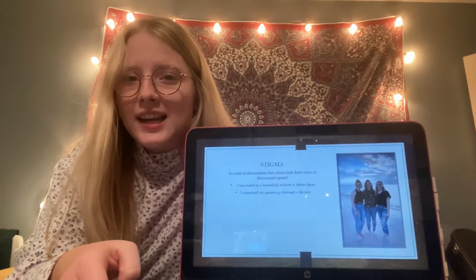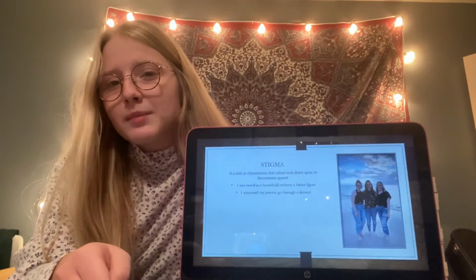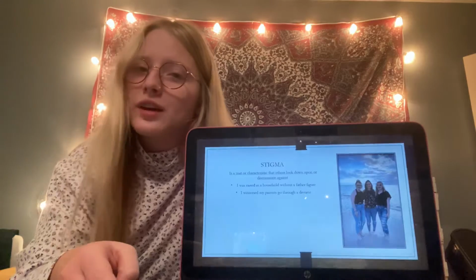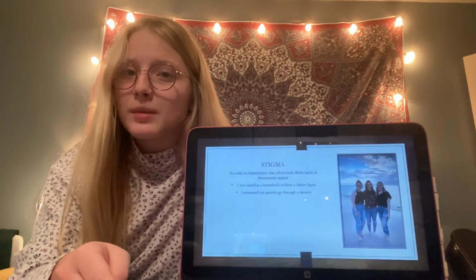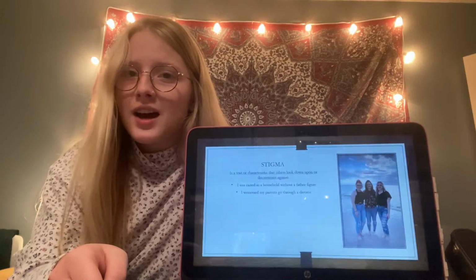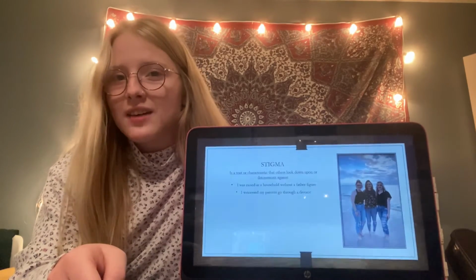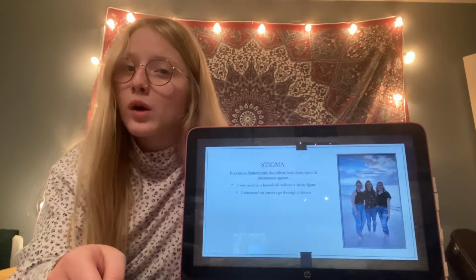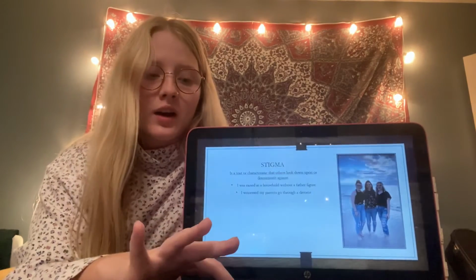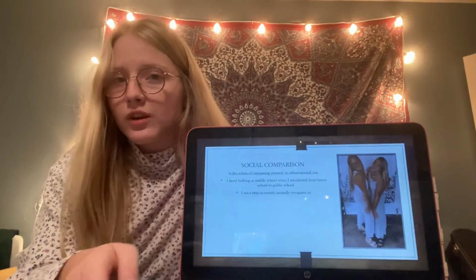The next slide is stigma, and stigma is characteristics or traits that are looked down upon. A stigma in my life would definitely be my parents' divorce. They got divorced when I was 7, and a lot of people look down upon it because it's normal for a household to have a mother and a father.